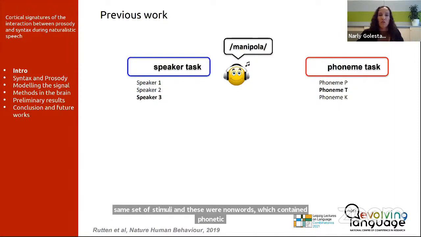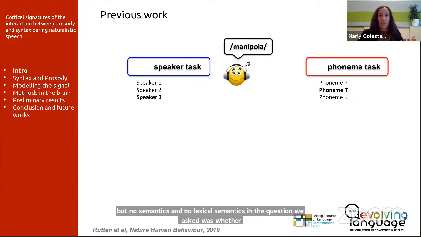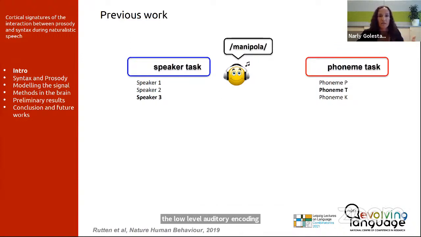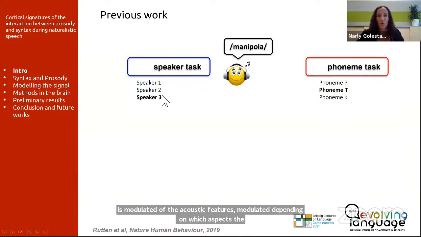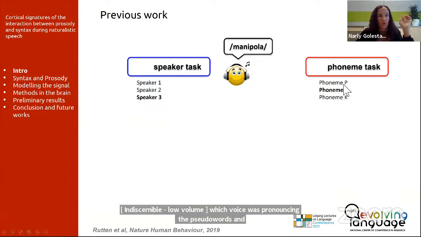And the question we asked was whether the low-level auditory encoding of the acoustic features is modulated depending on which aspects of the sounds people are attending to within the two tasks. So in one task, people heard these pseudo words and had to decide which speaker or which voice was pronouncing the pseudo words. And in the other task with exactly the same stimuli, they had to detect the presence of target phonemes. So in this case, it was stop consonants p, t, and k.